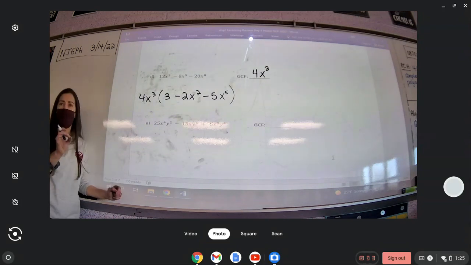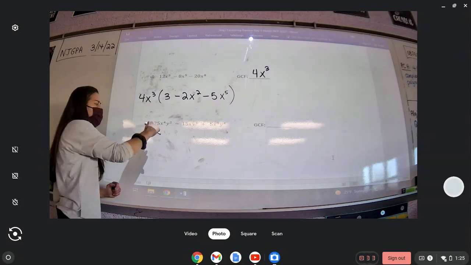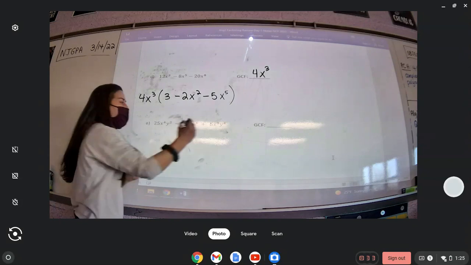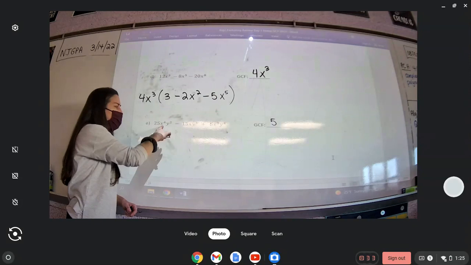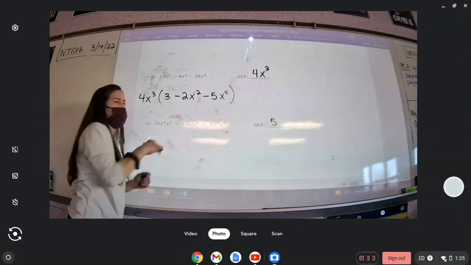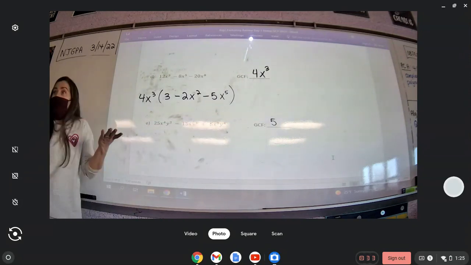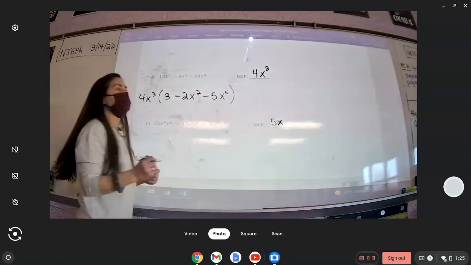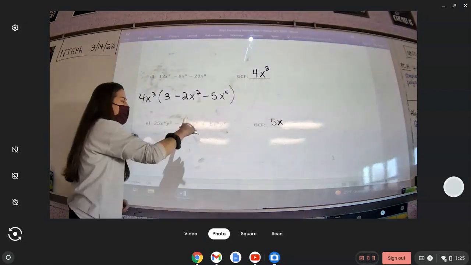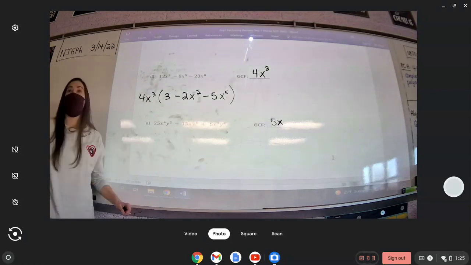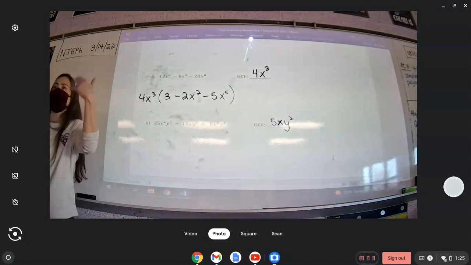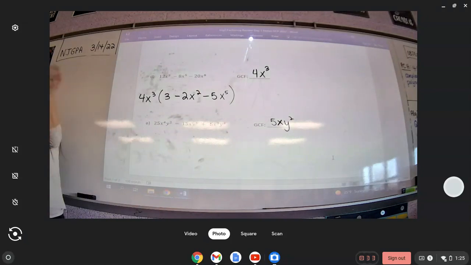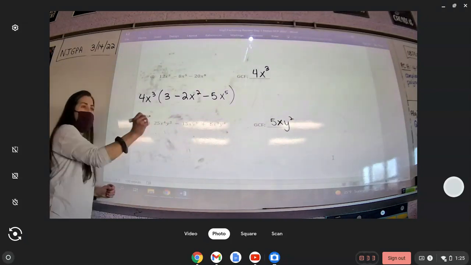We're going to do our numbers first, then our x's, and then our y's. So what's the GCF of 25, 15, and 5? 5. All right, let's do our x's. What's the GCF of x to the fourth, x, and x to the third? One x. And then let's do our y's. y squared, y to the sixth, and y to the fourth. y squared. So now it's the same thing. We're just going to have one other variable to subtract out of the problem. All right, so that's our GCF.